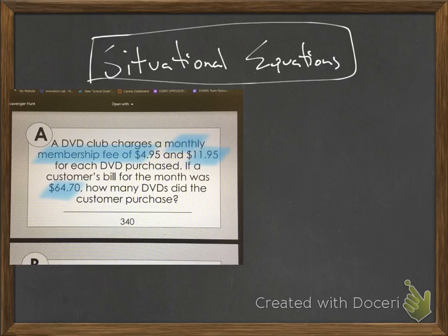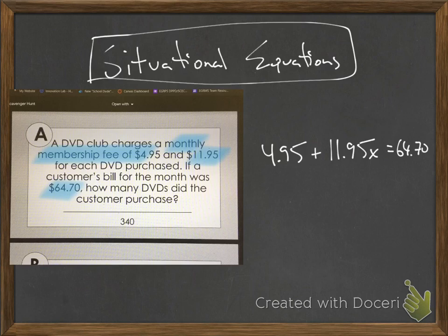I've got a monthly one-time membership fee of $4.95. And on top of that, for each DVD I buy, it's kind of like an old Blu-ray, it costs that much. So I'm doing that much X, $11.95X, X being the number of DVDs, I don't know how many. But the total I know is $64.70.